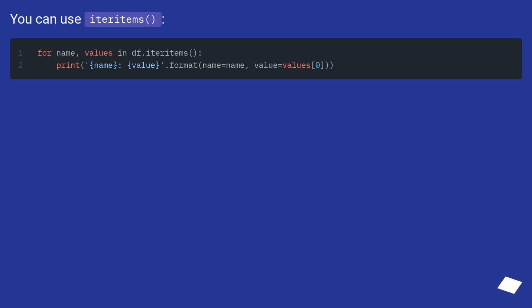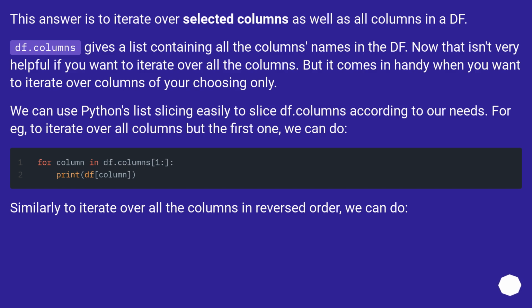You can use iterators. This answer is to iterate over selected columns as well as all columns in a df. df.columns gives a list containing all the column names in the df. Now that isn't very helpful if you want to iterate over all the columns. But it comes in handy when you want to iterate over columns of your choosing only.